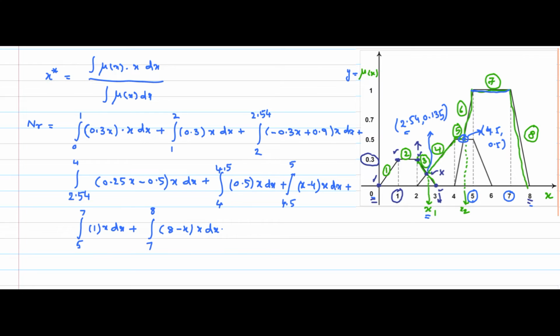Okay, so this is the way how we need to take the integrals, intervals and the equations. If you can identify, it is from 0 to 8 completely. 0 to 1 is one line equation, 1 to 2 another line equation, 2 to 2.54 another line equation, 2.54 to 4, 4 to 4.5, 4.5 to 5, 5 to 7, 7 to 8. This is the checking while we are doing the problem.